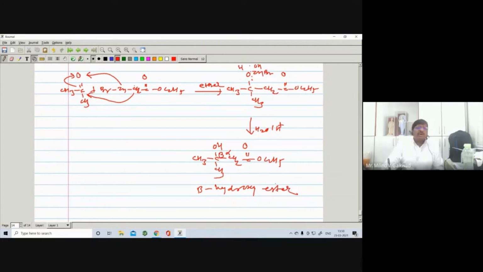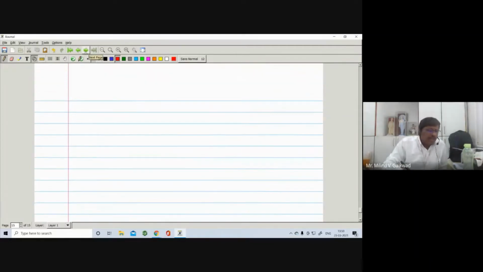Right. So the required thing is that there must be the presence of at least one alpha hydrogen atom. So it is called the Reformatsky reaction. Right. Last reaction from this topic.